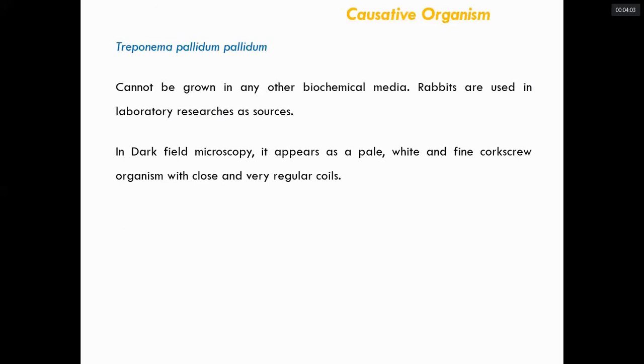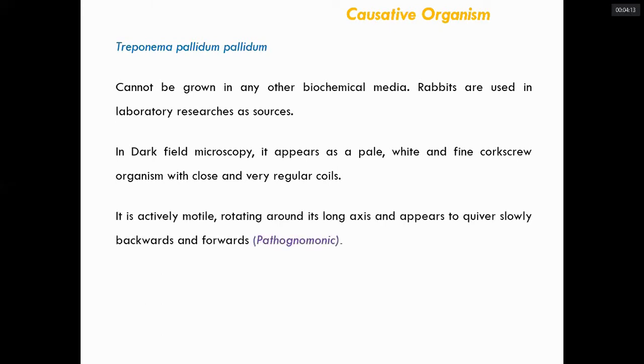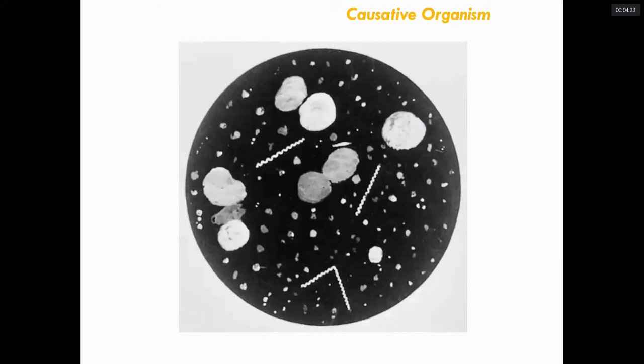In dark field microscopy, the spirochetes appear as pale white corkscrew-shaped organisms with regular coils, and they are actively motile. It rotates around its long axis and appears to move slowly backwards and forwards. This is the pathognomonic feature of Treponema pallidum. And it cannot be cultured in artificial media, but can be propagated in organ culture.